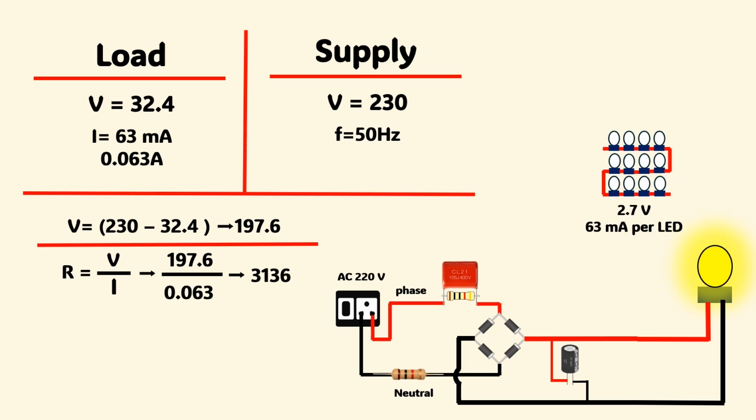That means I need a capacitor to drive this 32.4 volt load on a 230 volt line, which has a resistance of 3,136 ohms at 50 Hz frequency. We can say resistance equals capacitive reactance, i.e. R equals XC. Then XC equals 3136 ohms.